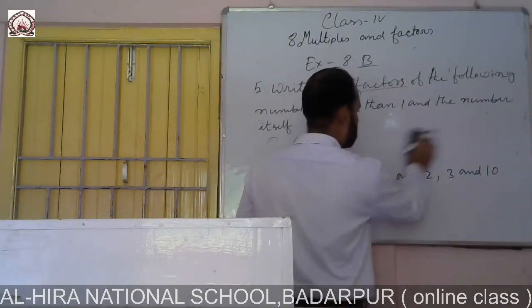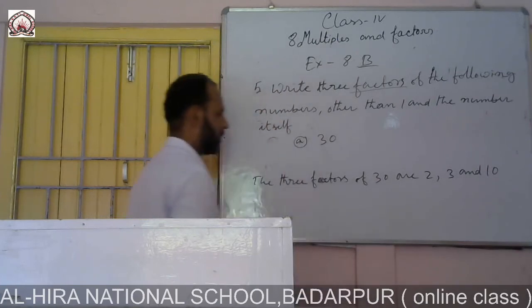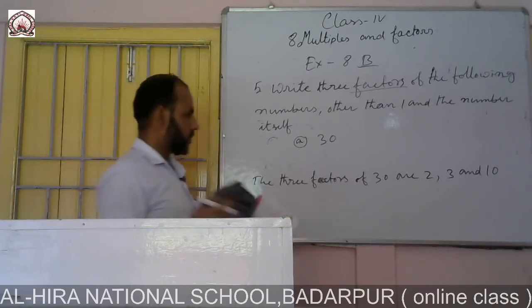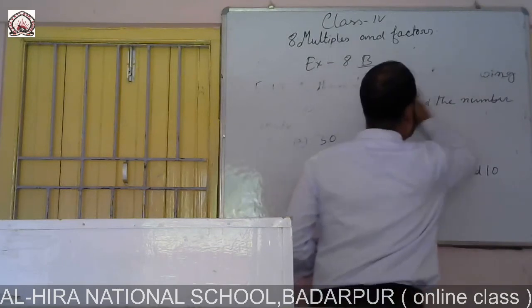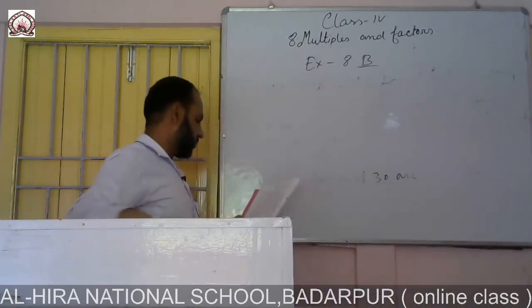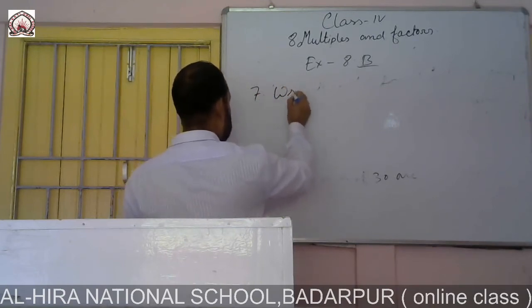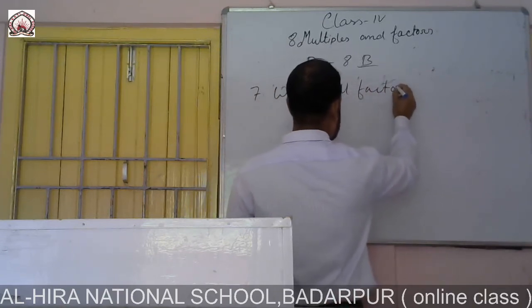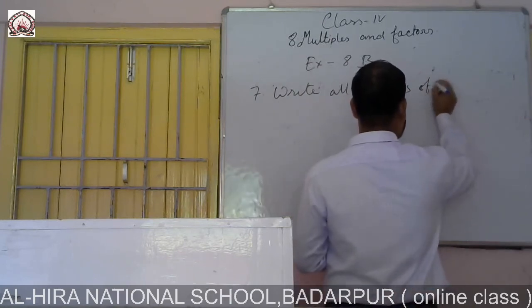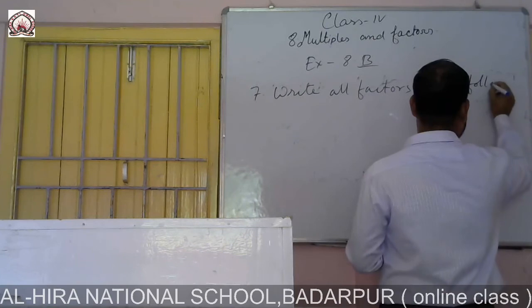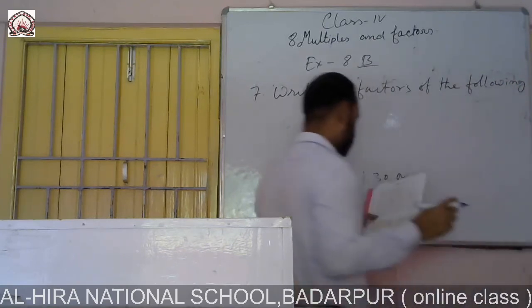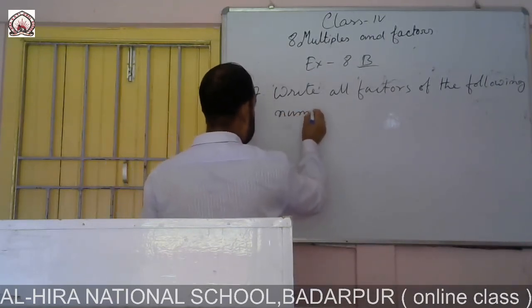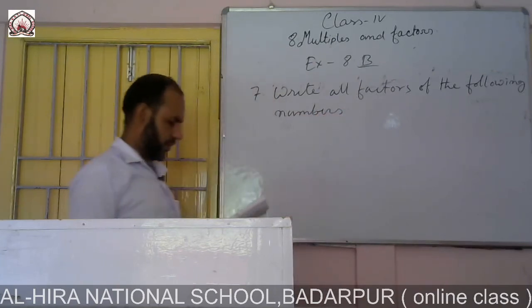Next, question number 7. Write all factors of the following numbers.